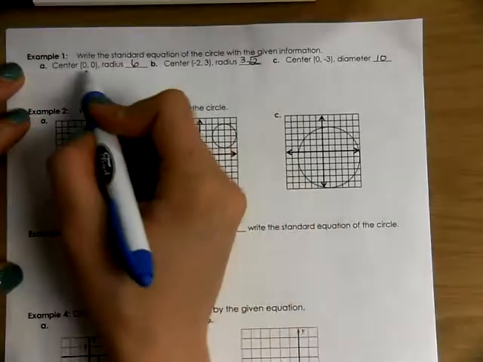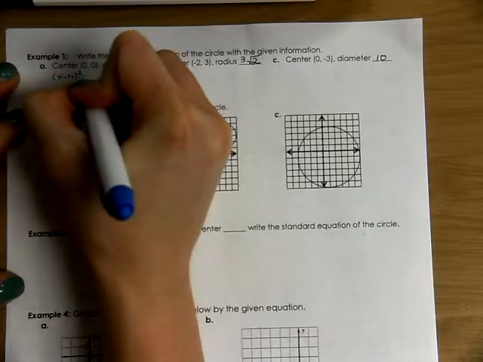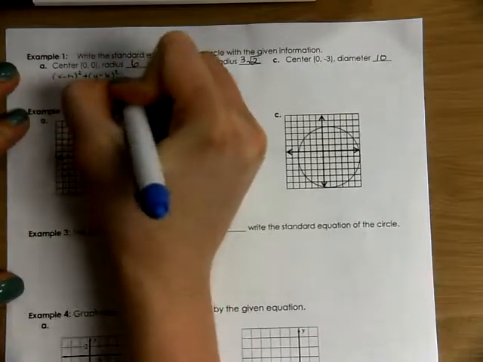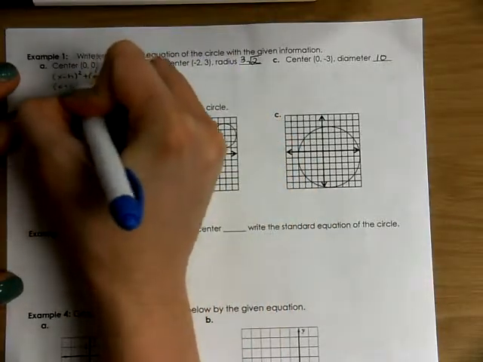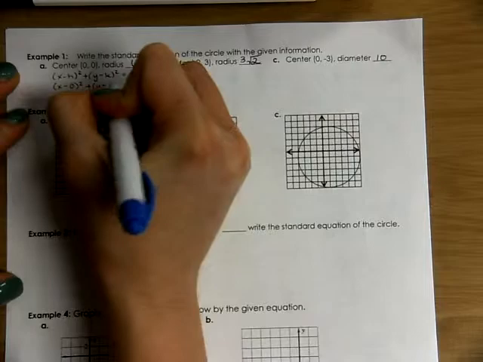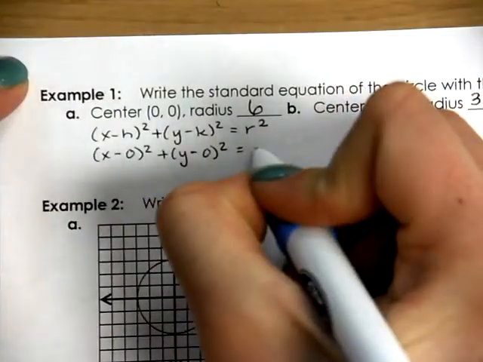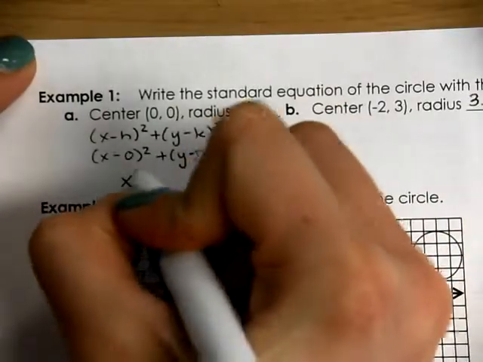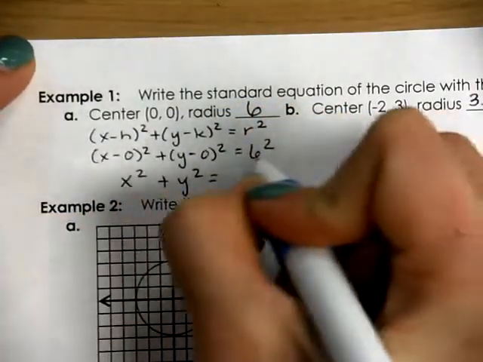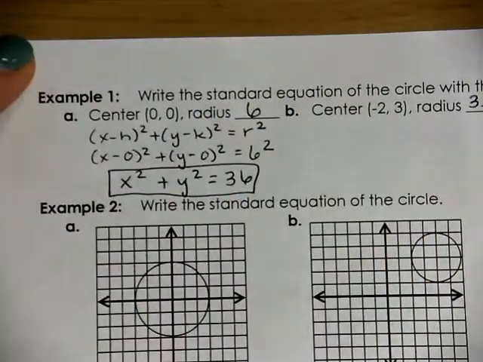All right, now let's take a look at this. So the center is 0, 0. We have this equation, (x minus h) squared plus (y minus k) squared equals the radius squared. So this would be (x minus 0) squared plus (y minus 0) squared equals 6 squared. We'll zoom in a little bit so you guys can see that better. Well, this is just x squared plus y squared equals 6 squared, which is 36. Here's my equation for that circle.